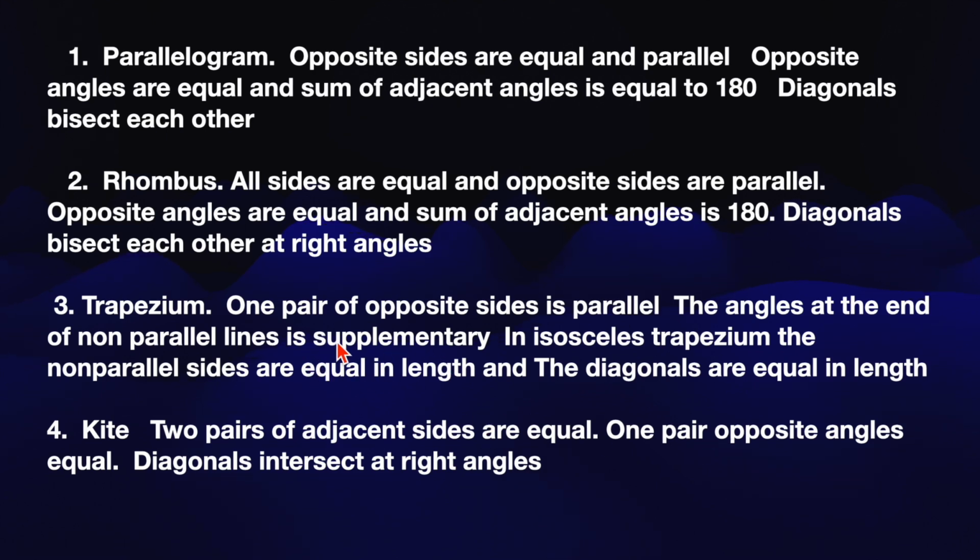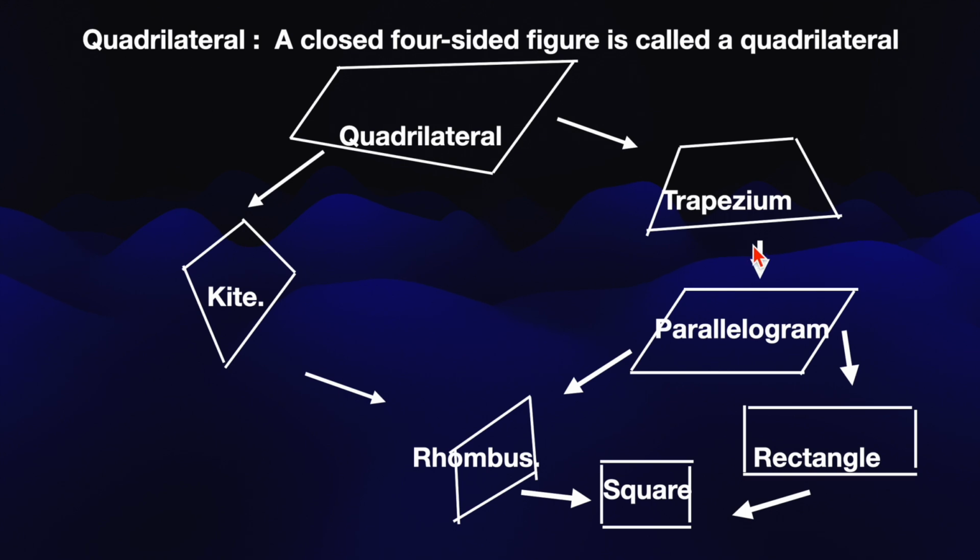Trapezium, one pair of opposite sides is parallel. The angles at the end of non-parallel lines are supplementary. In isosceles trapezium, the non-parallel sides are equal in length and diagonals are equal in length. So here this is an example of trapezium. There are two sides which are parallel to each other, but they may not be of the same length. The other two sides may be equal or may not be equal. If they are equal, then the diagonals will be equal.